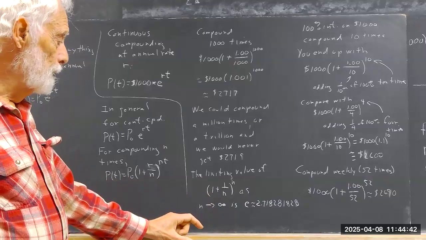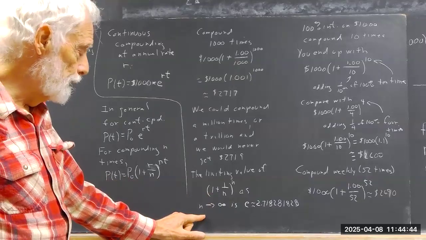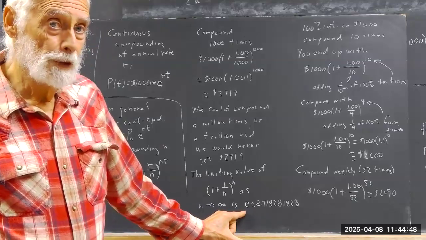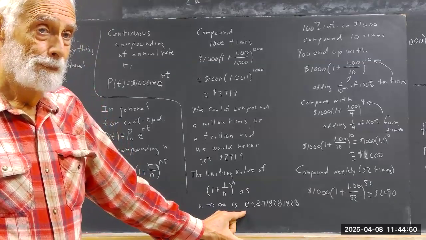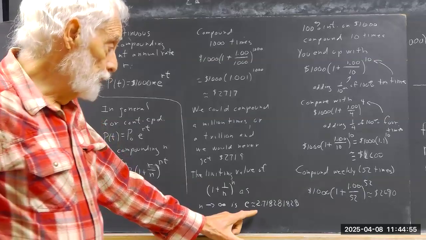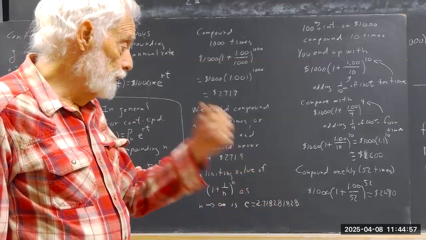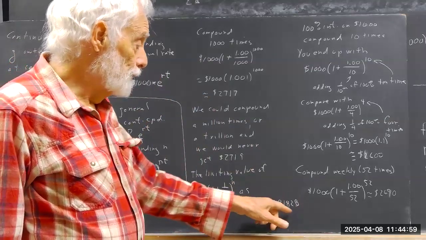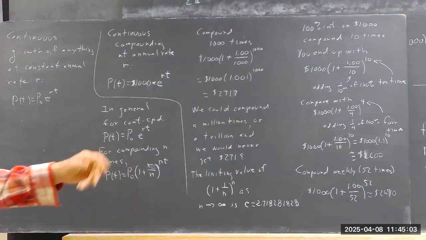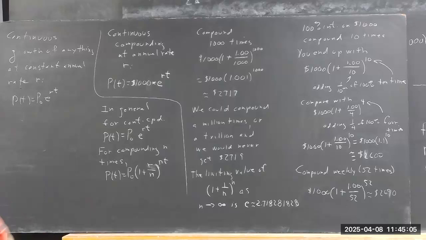The limiting value of this number as n approaches infinity is that number e. That use e to the x. Okay? It's approximately 2.718281828. It doesn't repeat. Just looks like it's going. It's a coincidence of the number system.